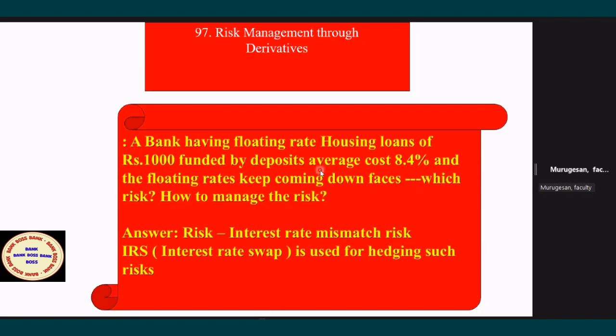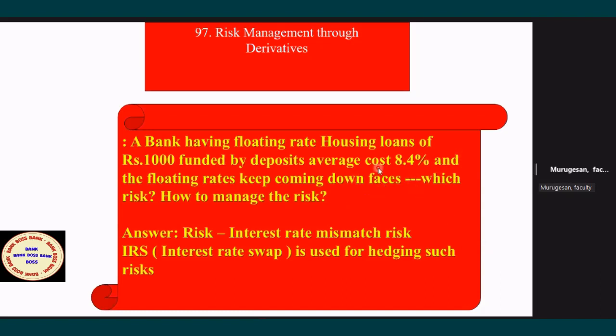Now the floating rate comes down. Last week the repo rate was reduced, and it keeps coming down. Now when the rates are coming down, but your cost of deposit is already fixed at 8.4, the bank is facing a risk. What risk? Interest rate mismatch risk. Why is there an interest rate mismatch? Because the deposits are at fixed rate, the loans are at floating rate. Both are not matching, because now the floating rate comes down, you have to charge a lesser rate, and then it becomes a loss.